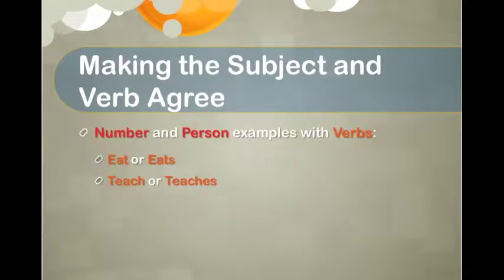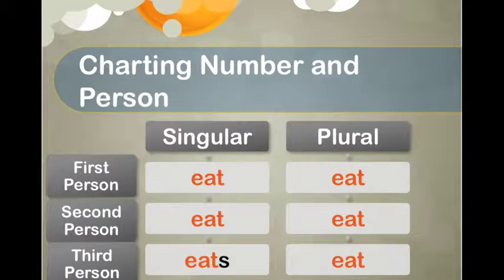So making the subject and verb agree again, number and person examples with verbs. So we have number and person need to match up with our verbs, because remember we said before that a singular subject takes a singular verb, plural subject takes a plural verb, and those need to agree for the sentence to make sense. So we have eat, normal verb, or eats. We have teach or teaches. Both of those look different, right? So let's go ahead and figure out why they're different.